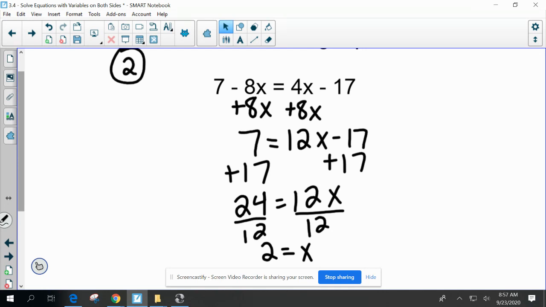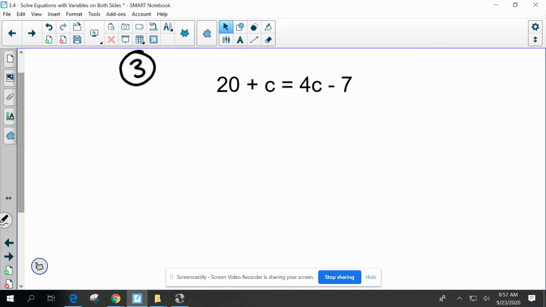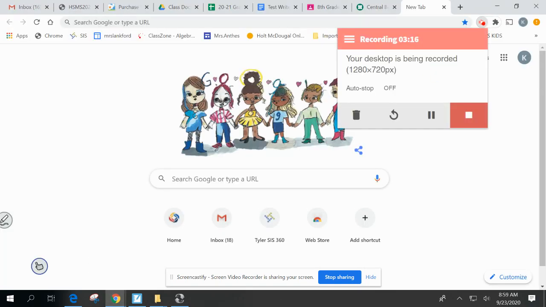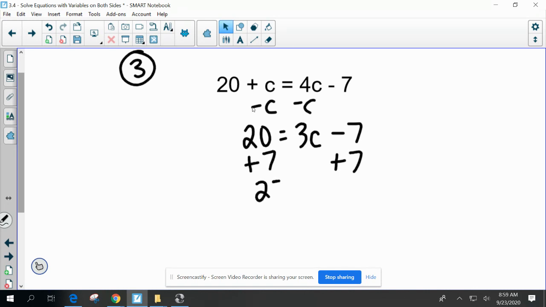Okay, I want you guys to try number 3. Okay, I would choose to start by subtracting c. So 20 equals 3c minus 7, and then I would add 7. 27 equals 3c. Divide by 3. So 9 equals c. So no matter how you started, you should still get 9, hopefully.